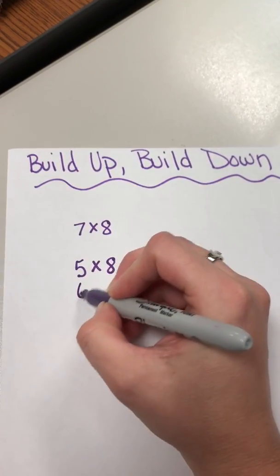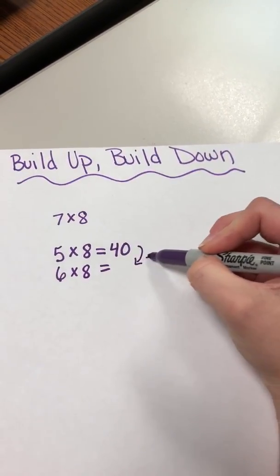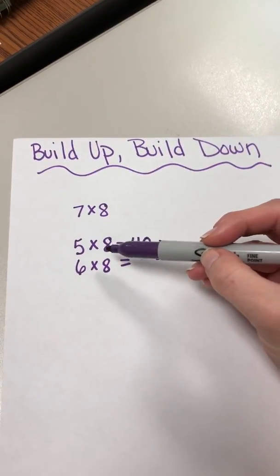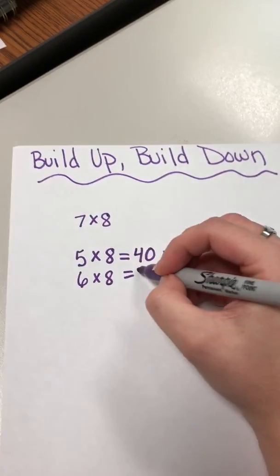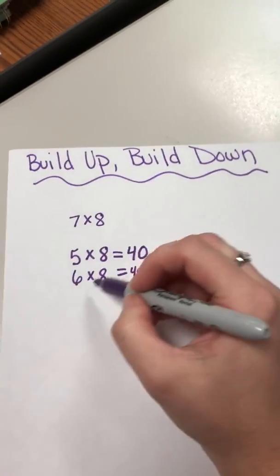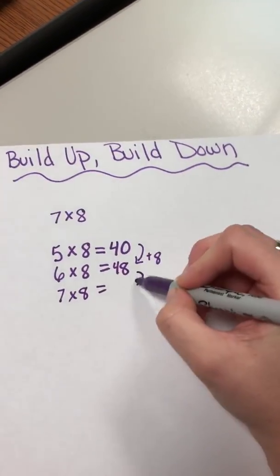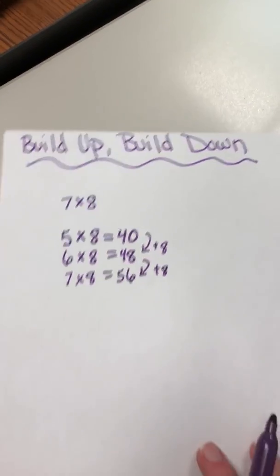Then another group of 8, 6 times 8. I always tell them, remember that the number you're adding on is whatever number is not changing. So here you're going to have one more group of 8, which is 48. Again, they're building up. And then 7 times 8 is one more group of 8, and that is 56.